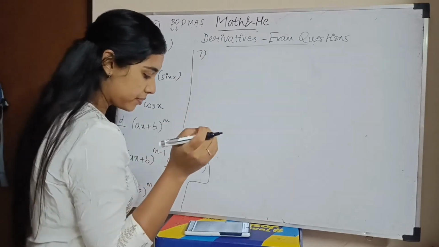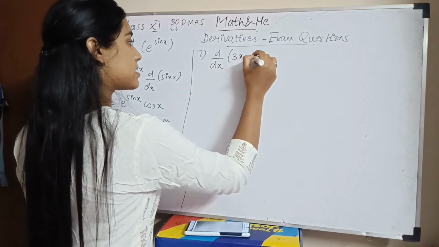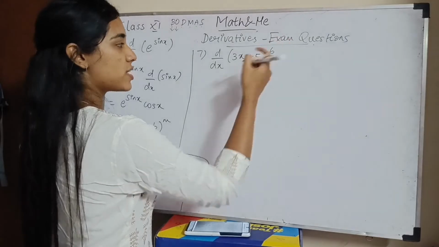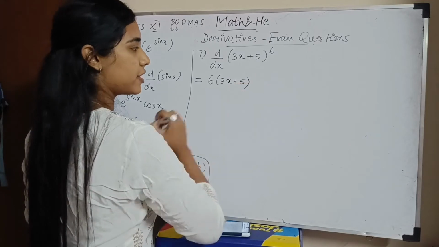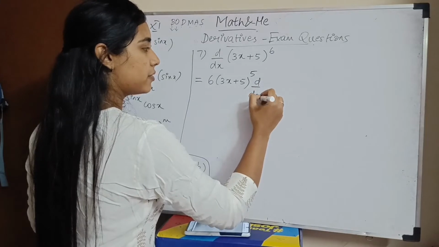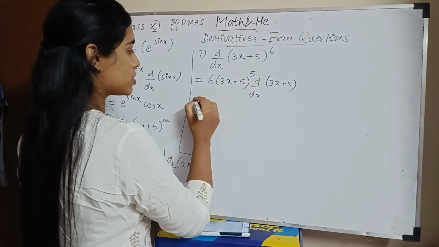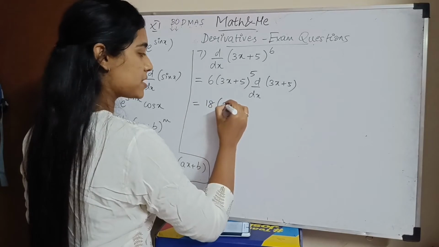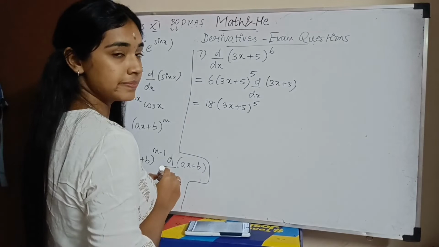Next question. d by dx of (3x plus 5) to the power 6. So what do I have? x to some power. So what do you get? 6 times the function to the power 6 minus 1, which is 5. In turn, you take the derivative of 3x plus 5. Derivative of 3x plus 5 is 3. So what do you have? 3 times 6, which is 18, times (3x plus 5) to the power 5. Okay.